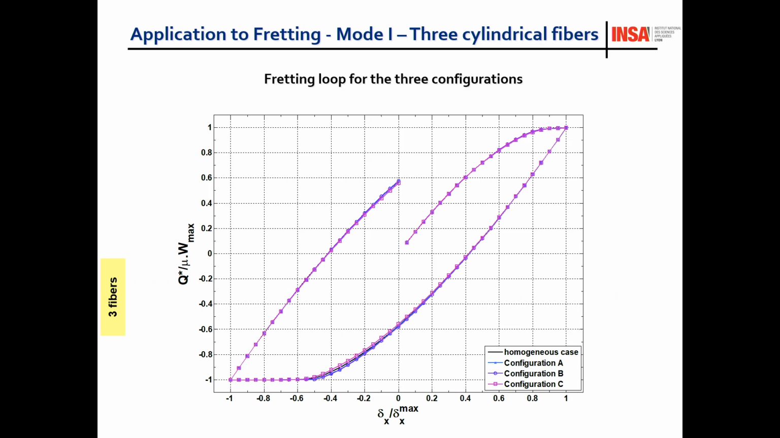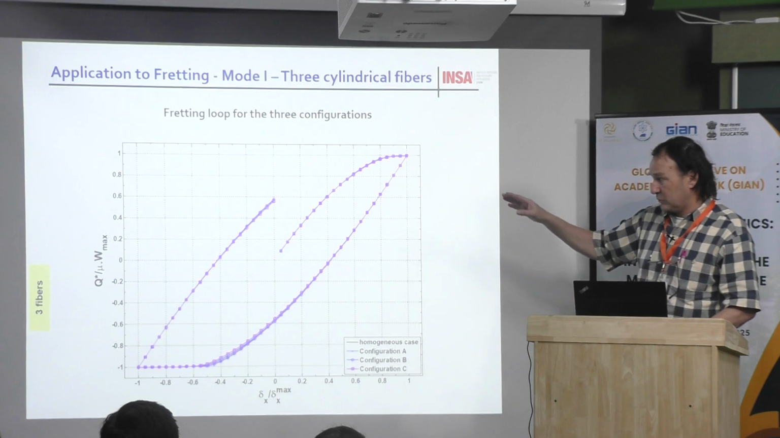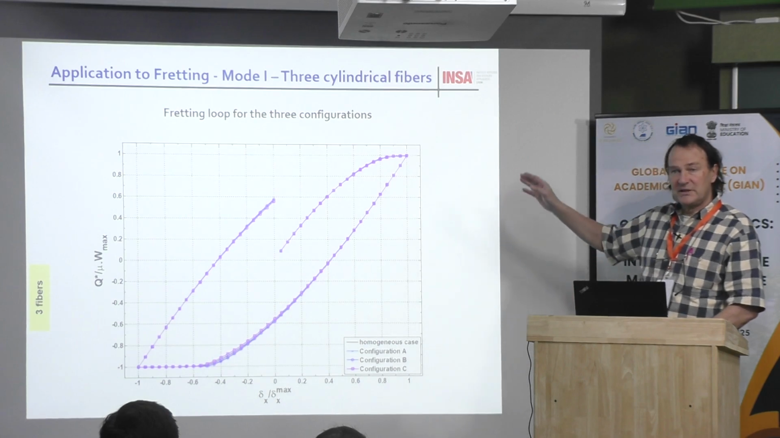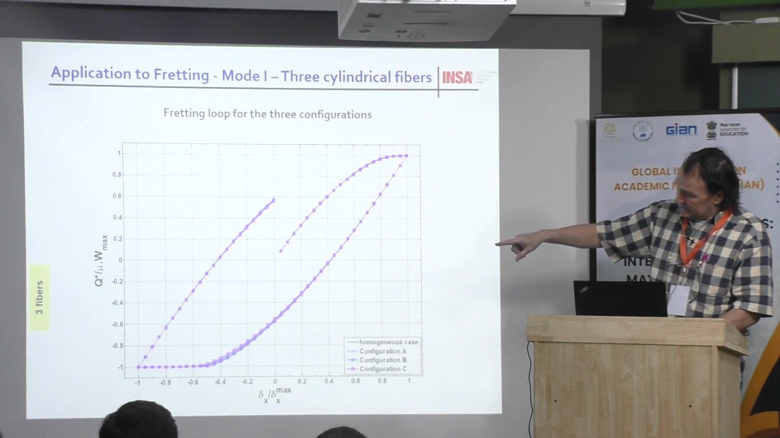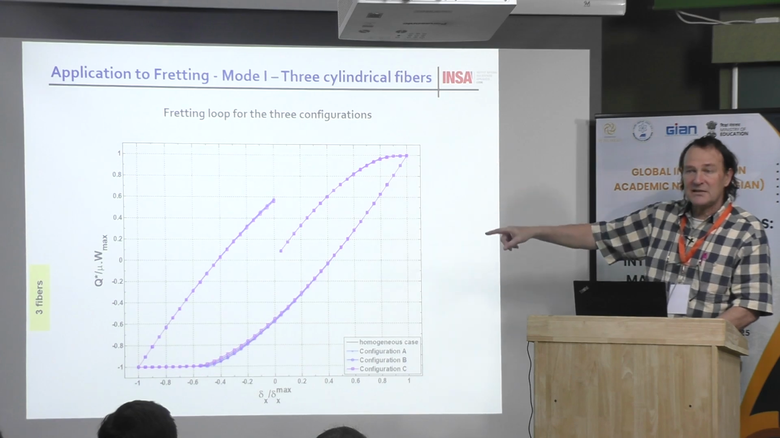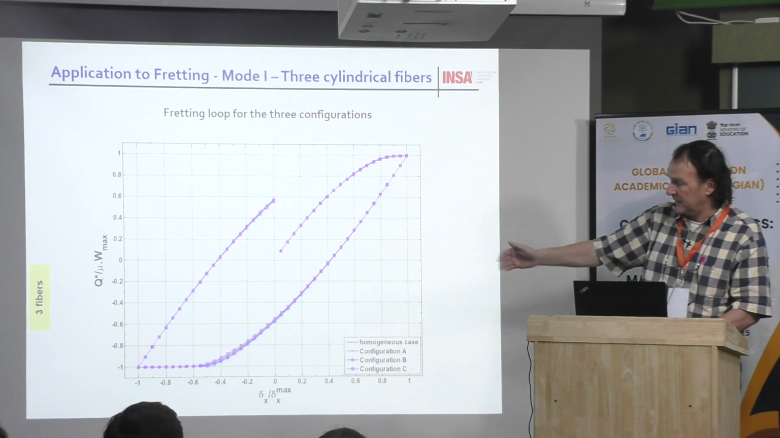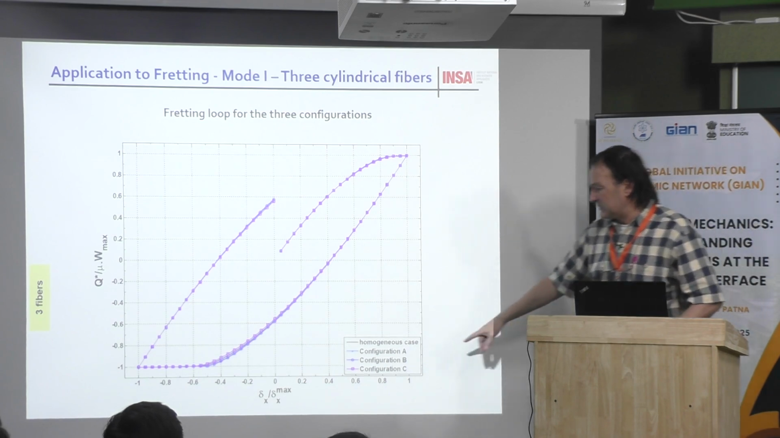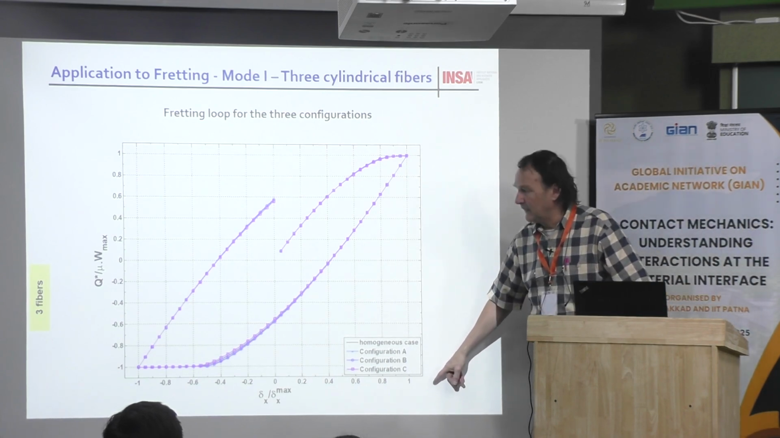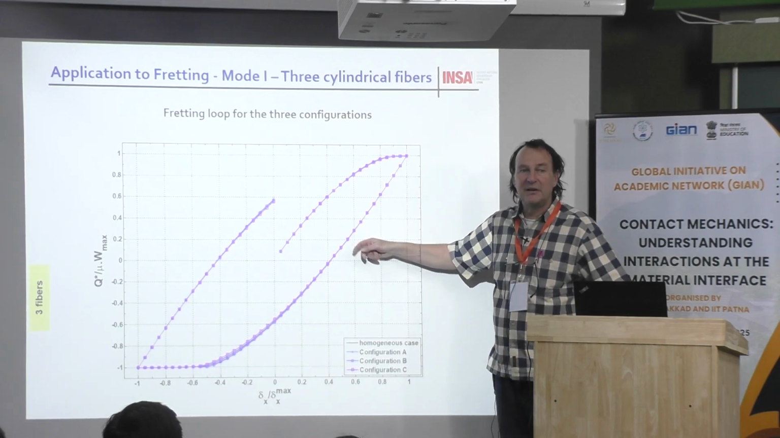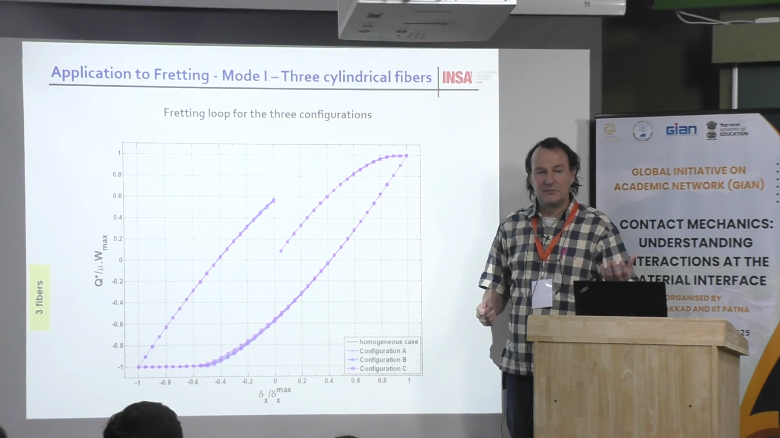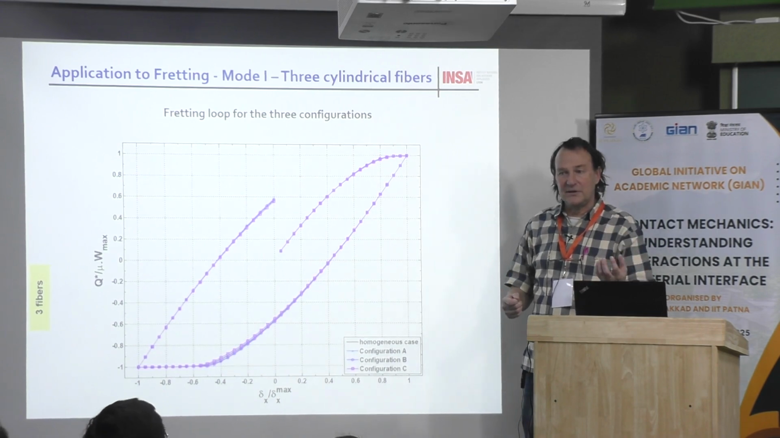This is just an application to fretting, and again, when you observe macroscopically what happened, and this is for the 3 simulations, we just plot vertically the shear, the tangential load along the x direction, and the horizontal one is the displacement along the x direction. There is almost no difference between the 3 curves, which means that macroscopically you have no difference. So differences are only very localized.